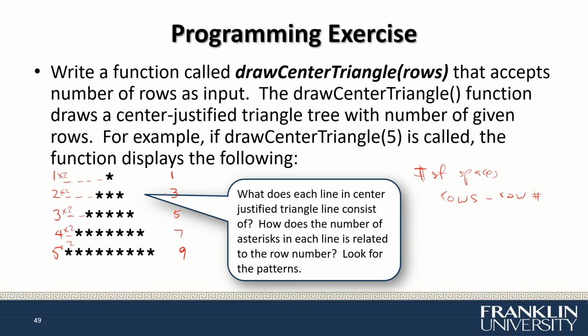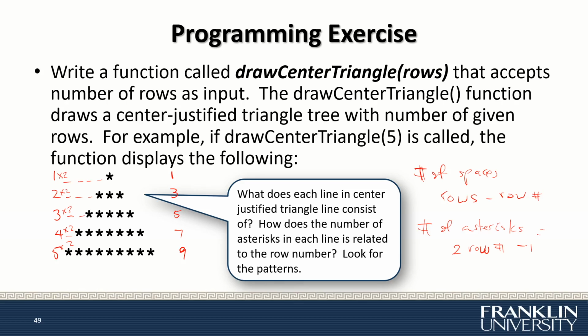2 times 2 is 4, this is 3. 3 times 2 is 6, this is 5. 4 times 2 is 8, and this is 7. 5 times 2 is 10, and this is 9. You can see that the number of asterisks is equal to 2 times the row number minus 1. If the row number is 5, 2 times 5 is 10, 10 minus 1 gives you 9. And this is what you need to pay attention to when you do the programming: how the relationship or pattern works.